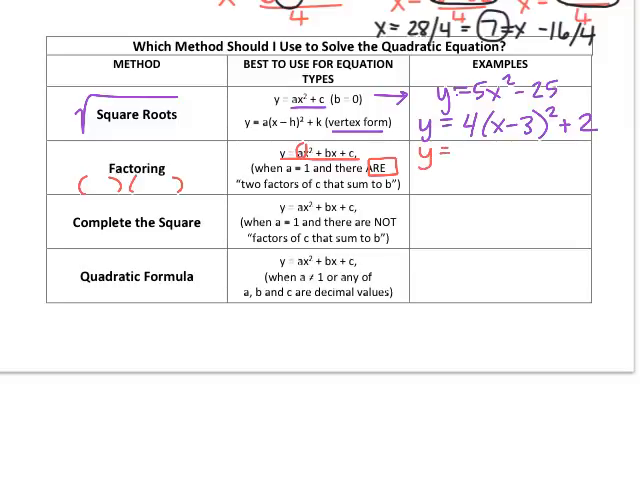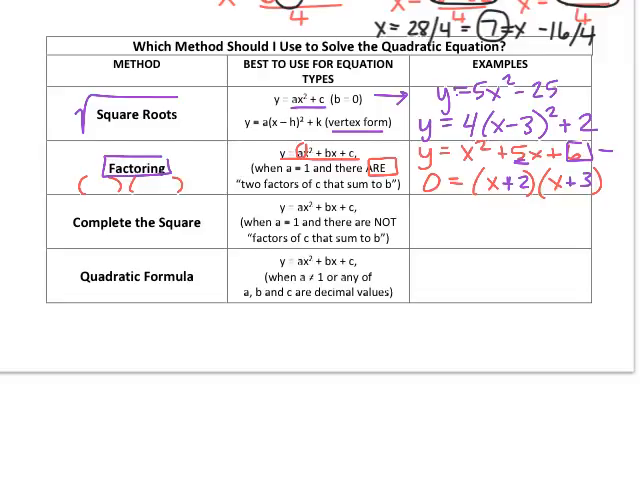So if you have an equation in standard form like this, x squared plus 5x plus 6, we know that we can factor this because 2 times 3 equals 6, and 2 plus 3 equals 5. Remember, we're looking for two values that sum to 5 but multiply to 6. So we would have to say 2 and 3. So you can use the factoring method.